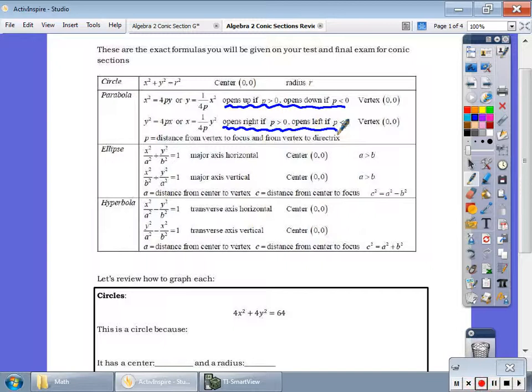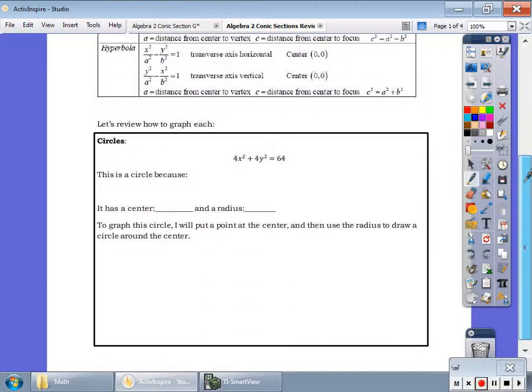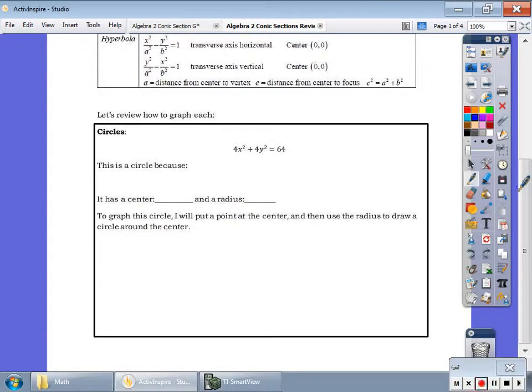On your quiz tomorrow, you're going to have to graph 4 conic sections. I'm not going to tell you which one they are. Here I have 4x squared plus 4y squared is equal to 64, and this is a circle. I know this is a circle because what makes this a circle? Both x and y are squared.